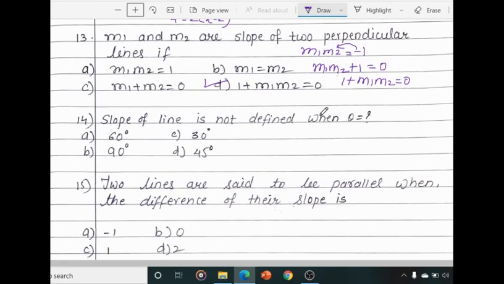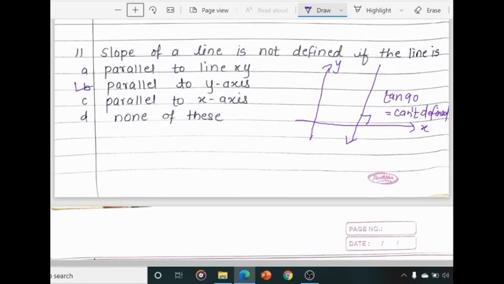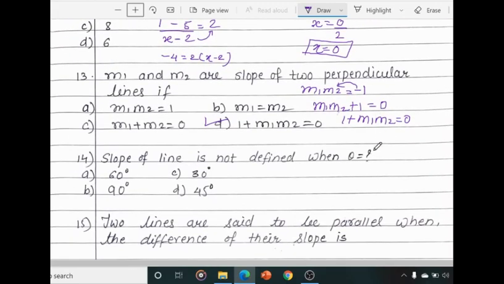The slope of a line is not defined when theta is... just now we have seen the slope of a line is tan theta, and tan 90 can't be defined. So slope is also denoted by tan theta. So we have the answer: for theta equals 90 we know that tan 90 cannot be defined, not defined. So theta is equals to 90.